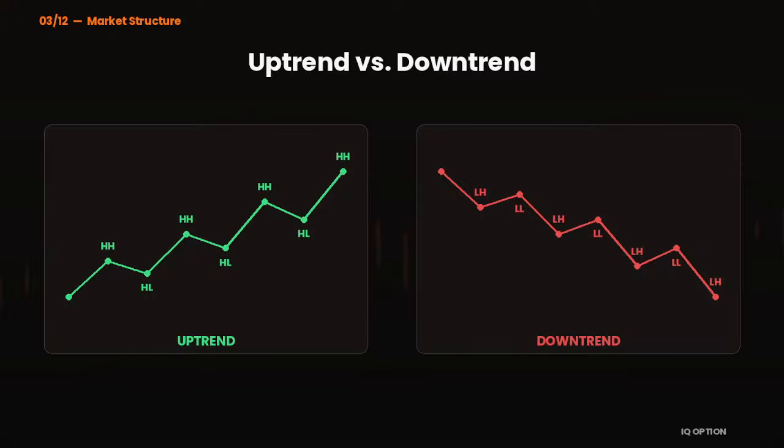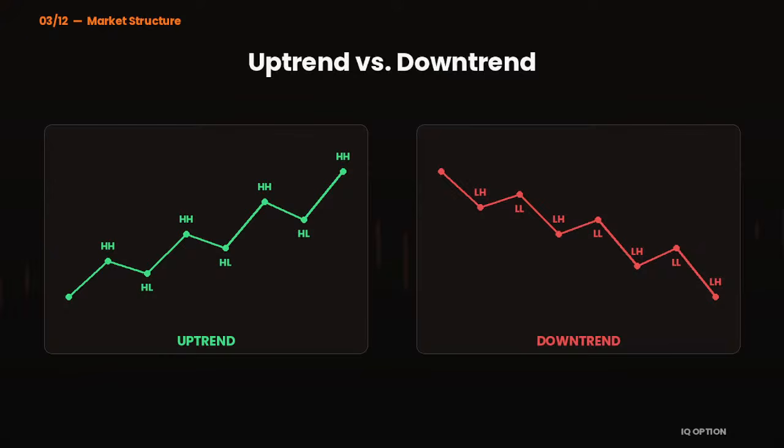Yeah, so this is market structure. First of all, market structure is telling you what is happening, or giving you the story of what is happening within the chart. When you see an uptrend, which is a sequence of higher highs and higher lows, price pushes up to a new peak, pulls back, but that pullback holds above the previous low, and then it pushes to an even higher peak. As long as that keeps happening, you are in an uptrend.